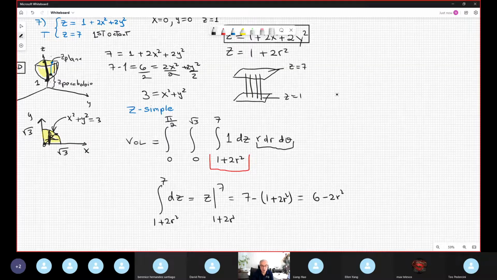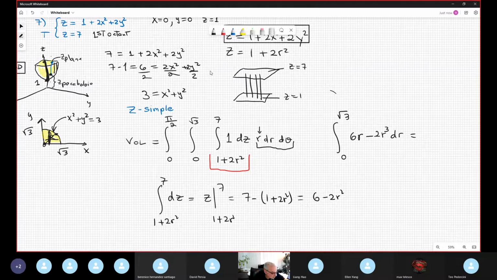So we continue. Now, you copy the second integral. You copy here from 0 to radical 3 of 6, and don't forget this r. You multiply this by r, 6r minus 2r cubed dr. Correct? But this is easy, no?